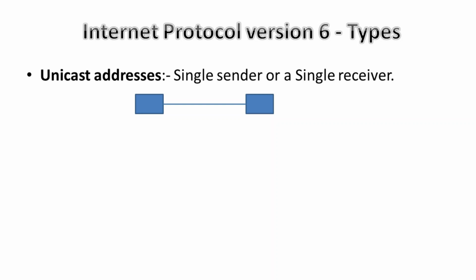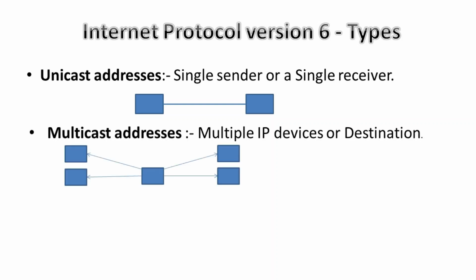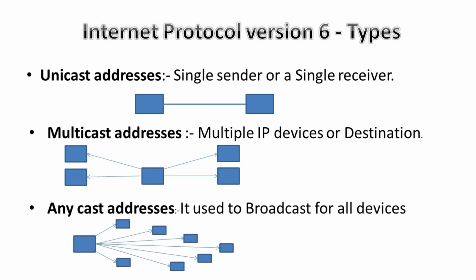Then we have the multicast address. It represents a group of IP addresses and can only be used as the destination of a datagram. Anycast address, or we can say broadcast address, is used to send traffic from one source to multiple destinations at the same time.